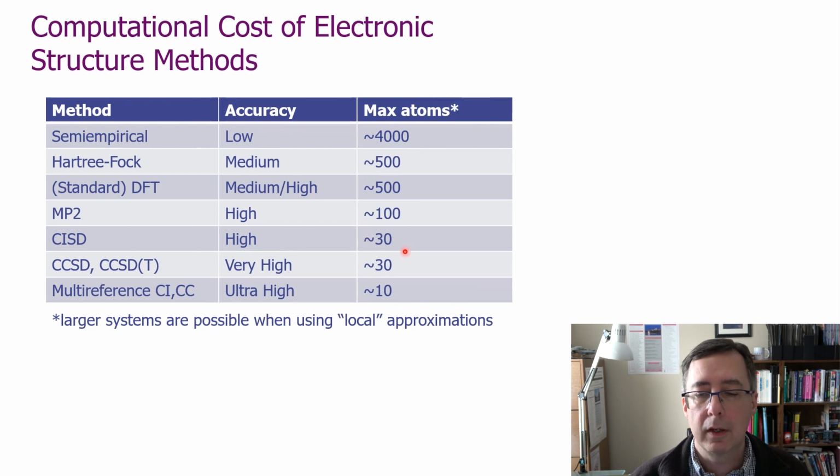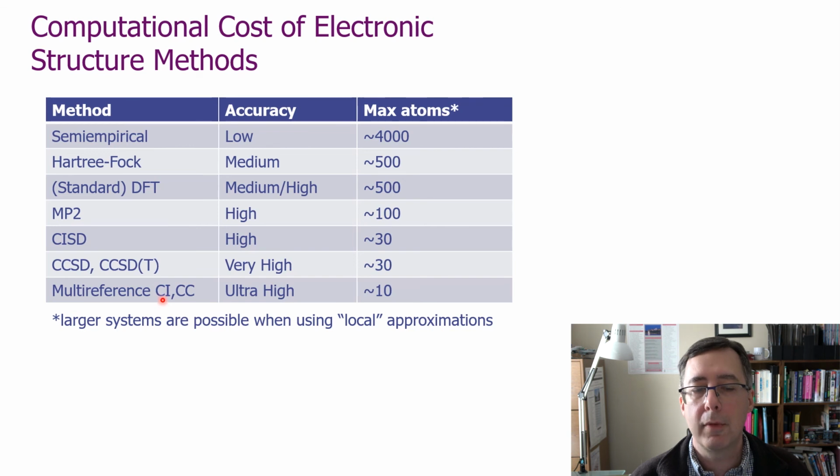CISD, that one, unless you're doing local correlation or something, you're down to about 30 atoms. I'll call it high accuracy, similar to MP2. CISD has a deficiency where its accuracy actually degrades as you go to bigger and bigger systems. So for really big systems, you'd prefer to do MP2 over CISD. Coupled cluster methods I'll call very high accuracy, more like the ballpark of 30 atoms without local approximations.